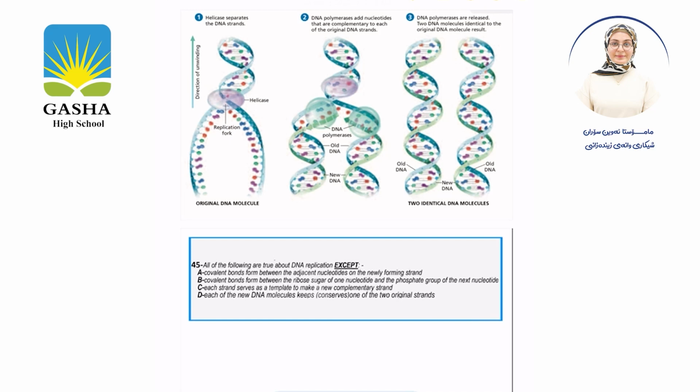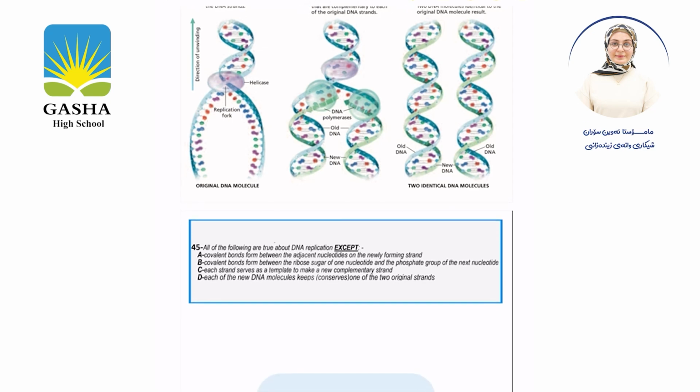And B. Covalent bond formed between the ribose sugar of one nucleotide and the phosphate group of the next nucleotide. As you know, the bond between the ribose sugar and phosphate group is not a covalent bond, it's a hydrogen bond. So B is wrong. C. Each strand serves as a template to make a new complementary strand. Yes, both strands, as you see in the figure, are working for replication. And D. Each of the new DNA molecules keeps one of the two original strands. Yes, this one is also true. So the true answer for question 45 is B.